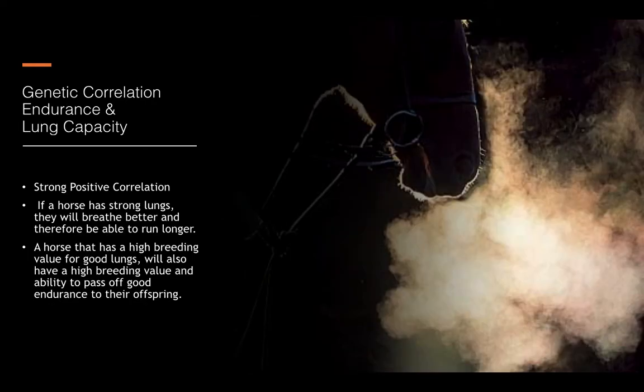The genetic correlation between endurance and lung capacity is also a strong positive. If a horse has strong lungs, they will breathe better and therefore be able to run longer. A horse that has a high breeding value for good lungs will also have a high breeding value and ability to pass off good endurance to their offspring.